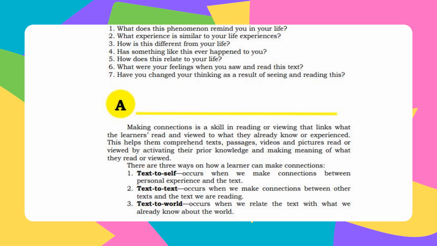So we have 3 ways on how a learner can make connections. First, text to self occurs when we make connections between personal experience and the text. Second, text to text occurs when we make connections between other text and the text we are reading. Third, text to world occurs when we relate the text to what we already know about the world.